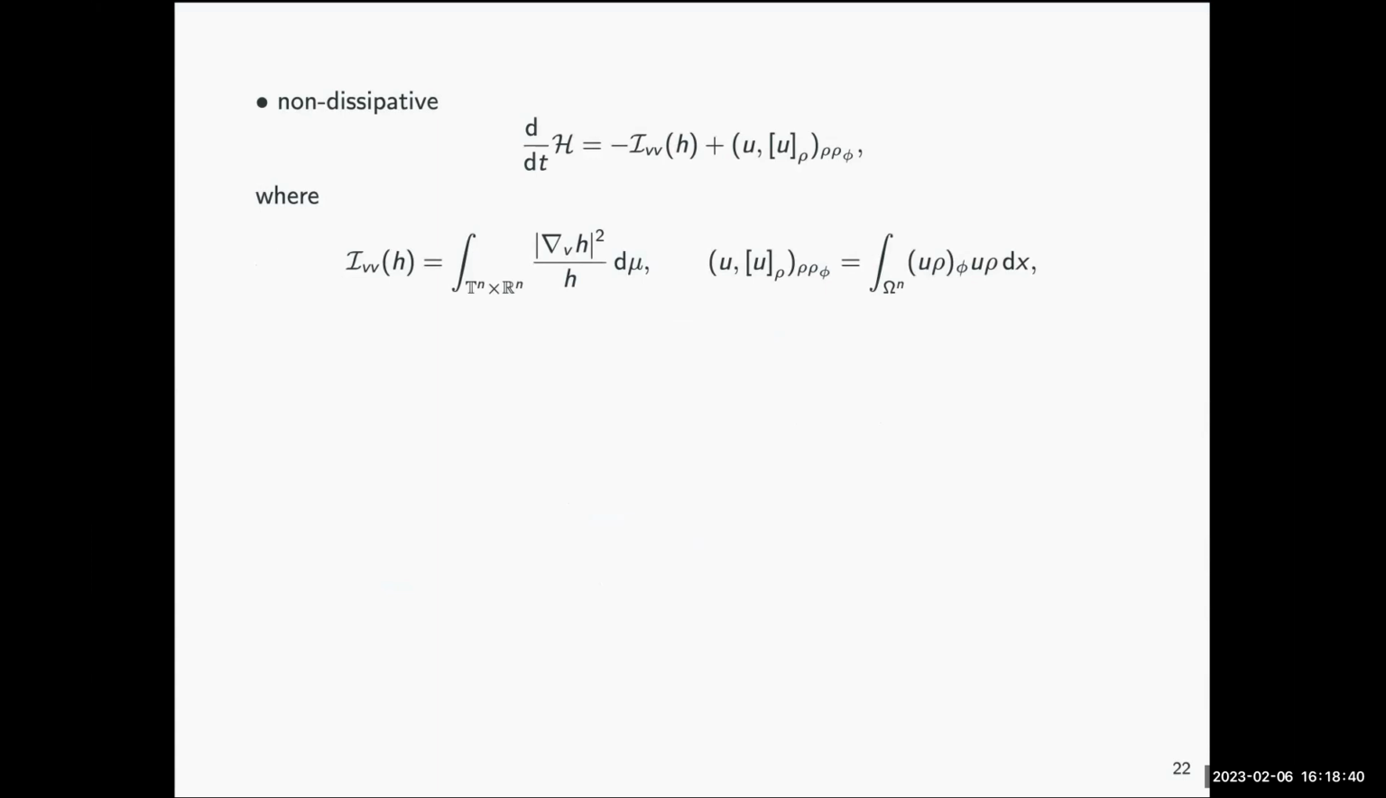This is your dissipation in V, but you also have this residual energy coming from the alignment term. It's a nonlinear term, but unfortunately, it has the wrong sign. It has a positive sign. This has a negative sign, so it dissipates this one. So this is in general a non-dissipative form.